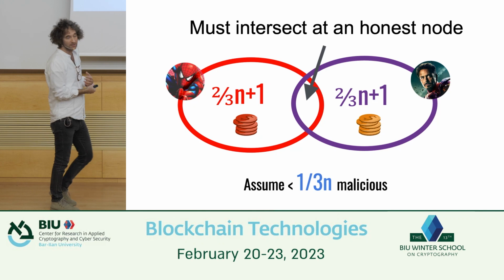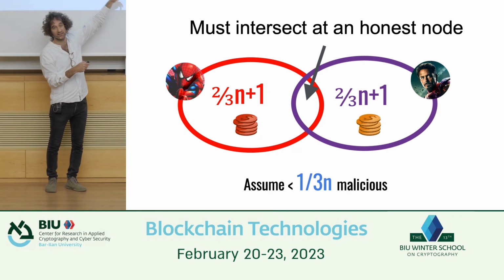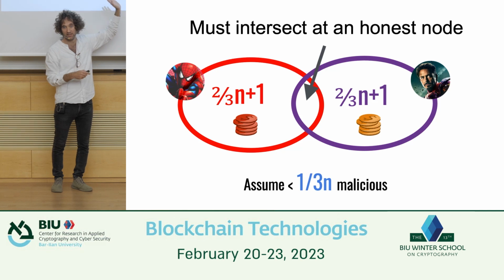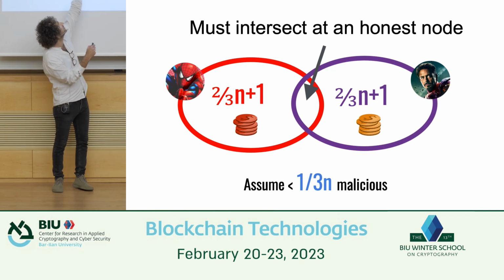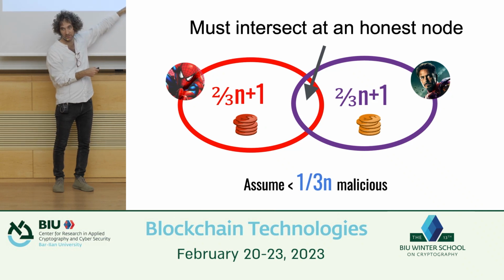The bad guy, how many votes? He can vote for this and this, right? The good guys only vote for one. See, if I look at the votes here, the 2/3 N, if I remove the votes of the bad guy, how many votes do I have left? At least 1/3 N plus 1, right? Because the guy has less than 1/3 N.